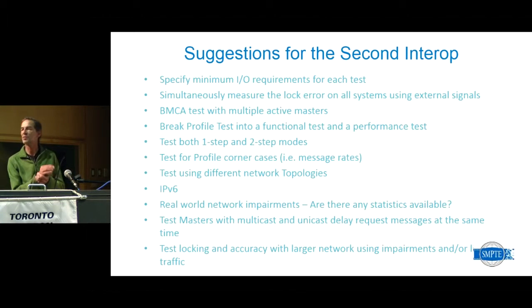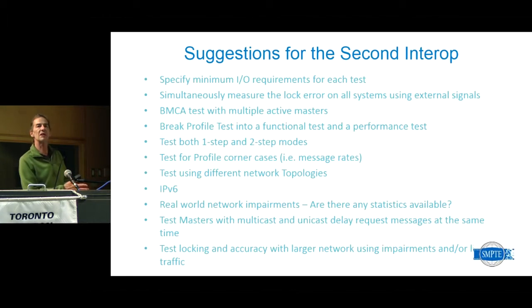And we have some suggestions for the next time around. So we're going to specify some minimum I/O requirements to make sure participants bring enough of the output signals we need to be able to test. We're going to be able to measure lock error on all systems using external signals. This time we were kind of limited with a 4-channel scope and things.